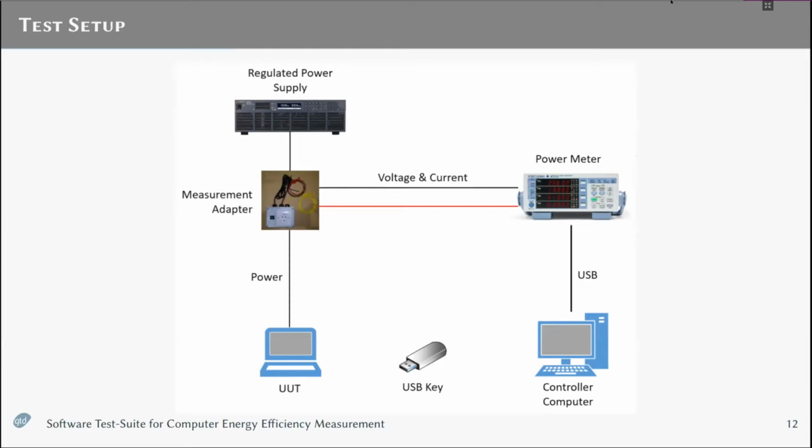And of course, we need a USB key for two purposes. At the beginning, to install the software on both computers, and also to gather the measurements from the controller computer and copy them to the unit under test, so that the software can merge the results obtained on the unit under test with respect to the performance of its worklet and the power measurements that have been collected by the controller computer.